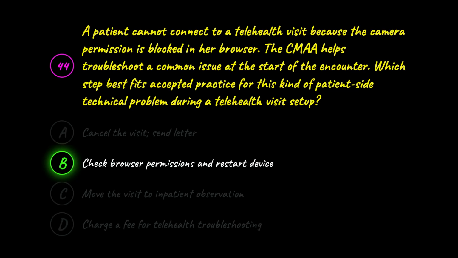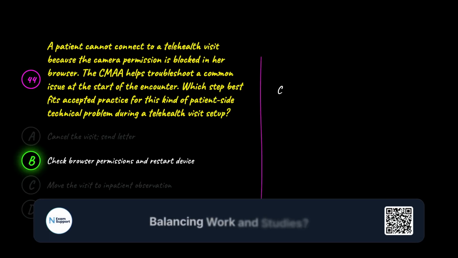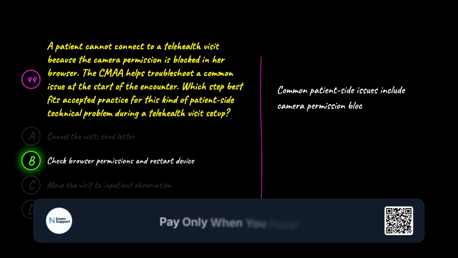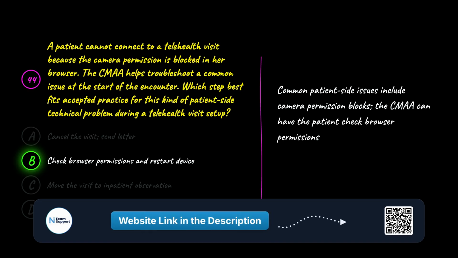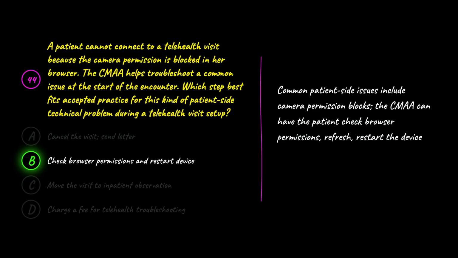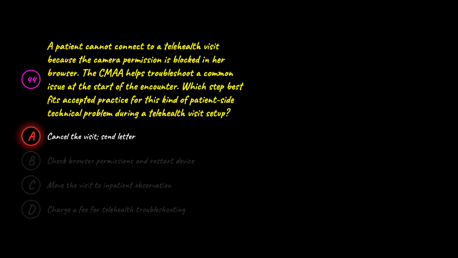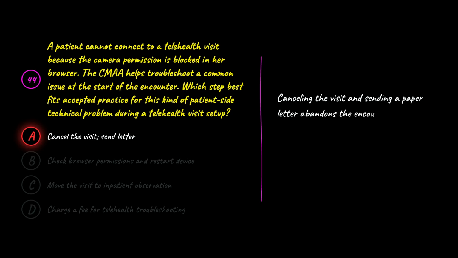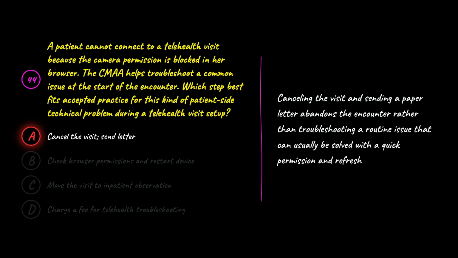The correct answer is B. Check browser permissions and restart device. B is correct because common patient-side issues include camera permission blocks. The CMAA can have the patient check browser permissions, refresh, restart the device, or try a different browser before considering modality conversion to phone. A is wrong because cancelling the visit and sending a paper letter abandons the encounter rather than troubleshooting a routine issue that can usually be solved with a quick permission and refresh check.